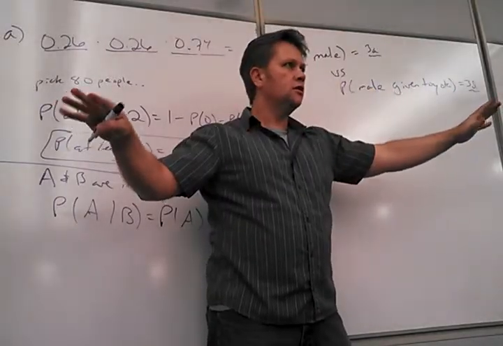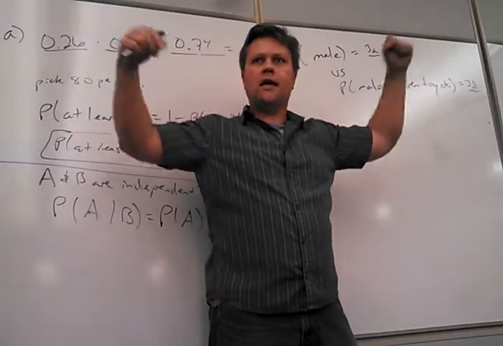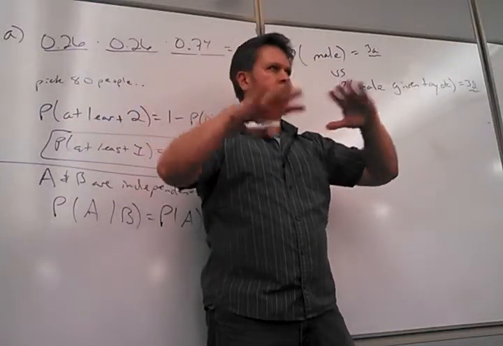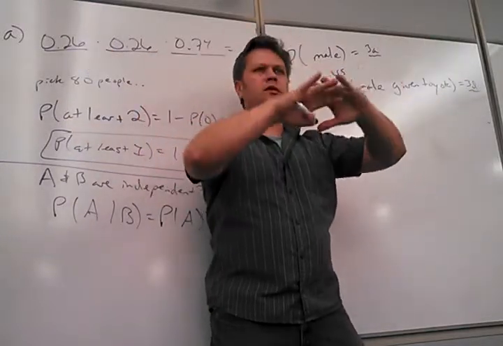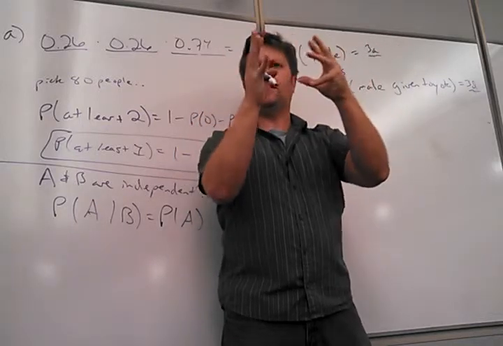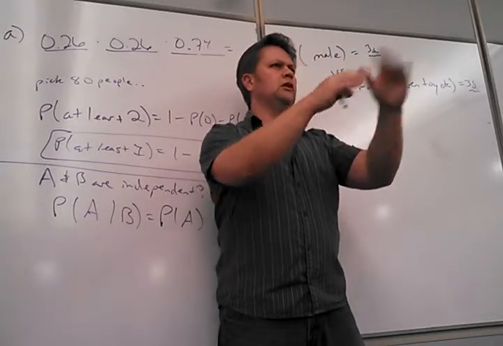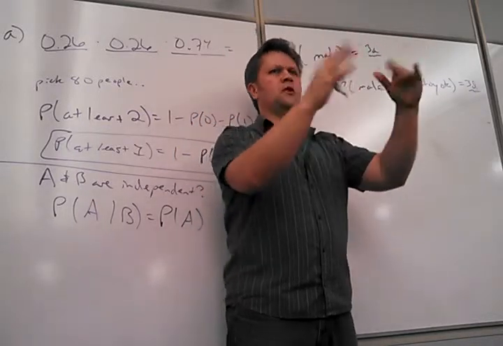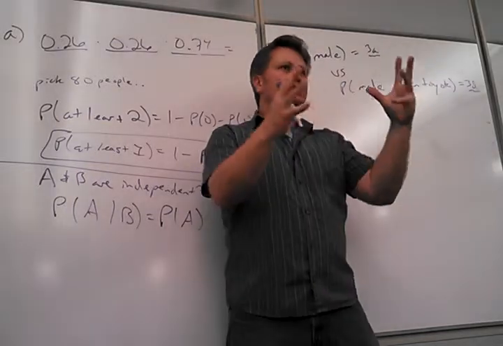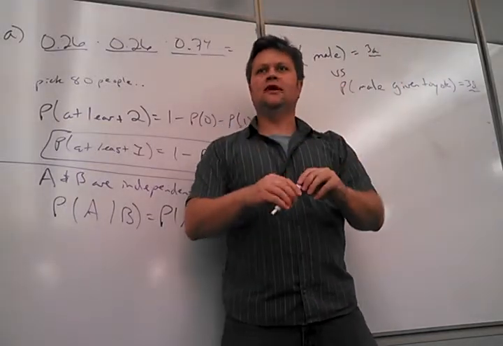What does this say? Probability of A, given B. And like you just said, they're not supposed to affect each other. So if B happens, what should happen to the probability of A? Nothing. So it should still be the probability of A. If this is true, then the two things are independent. And that's what this statement means.